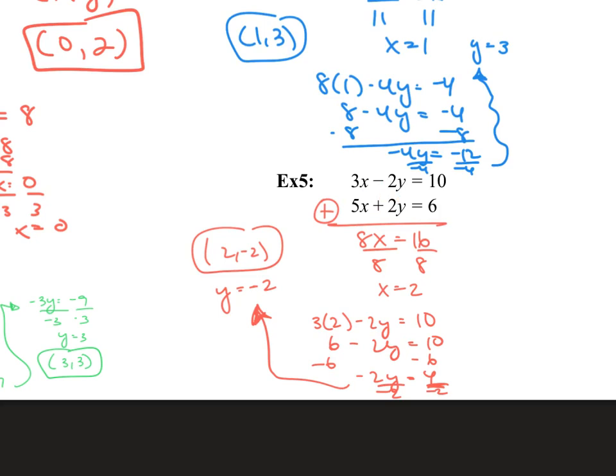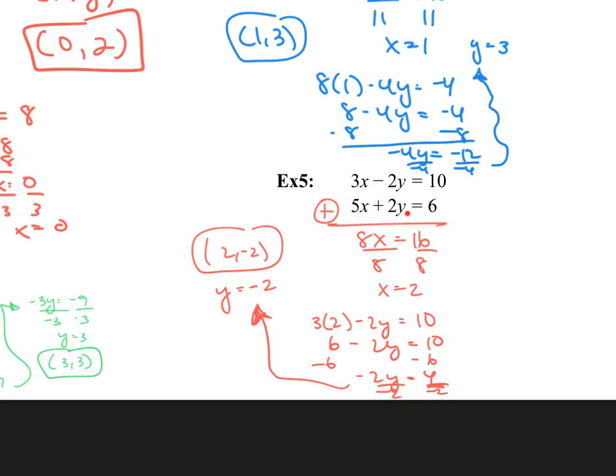plus 2y, 3x plus 5x is 8x, 10 plus 6 is 16. Divide both sides by 8, I get x equals 2. I put that in here. 3 times 2 is 6. And then we're going to subtract 6 from both sides. And again, that negative is going to come down. -2y equals 4. Divide both sides by -2. And y equals -2.